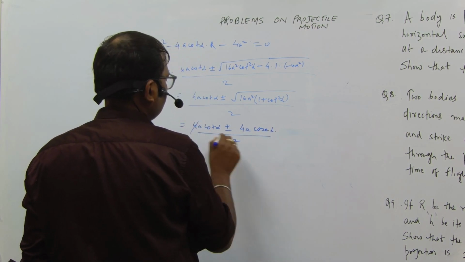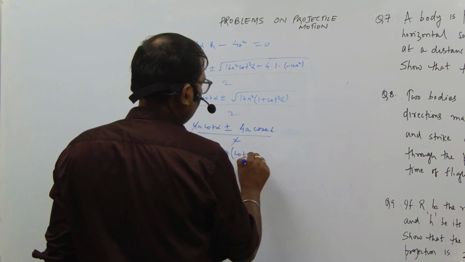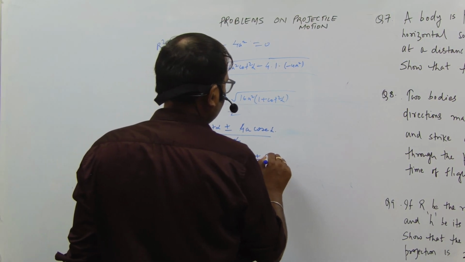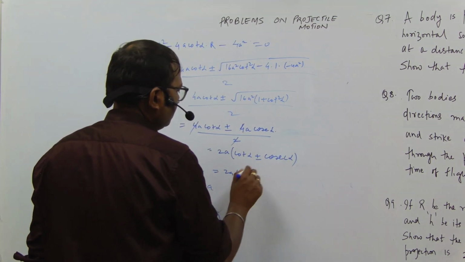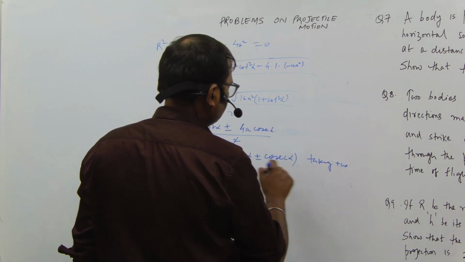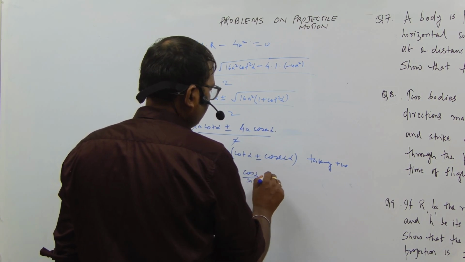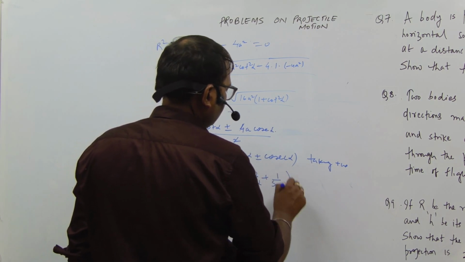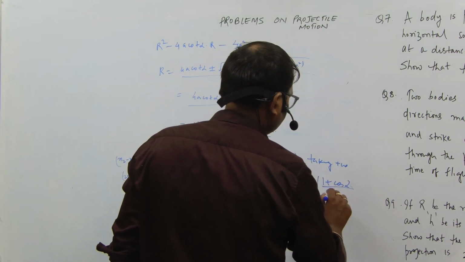Okay, so 2 gets cancelled. This is equal to 2a cot alpha plus minus cosec alpha. So this is equal to 2a into, let us consider taking positive. So let us take positive sign. So this is cos alpha upon sin alpha plus 1 upon sin alpha. This is equal to 2a into 1 plus cos alpha upon sin alpha.